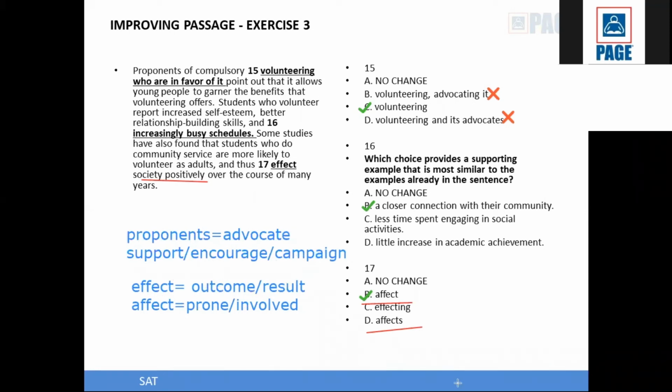Now we need to look at, is it affects or affect? And the easy way to remember is, if you have got singular, you use affects. If it is a plural, you use affect. That is 2 times you cannot have S. Now here, community service are adults. We have got adults. Adults is a plural. So answer should be affect. Adults plural, so answer is affect.